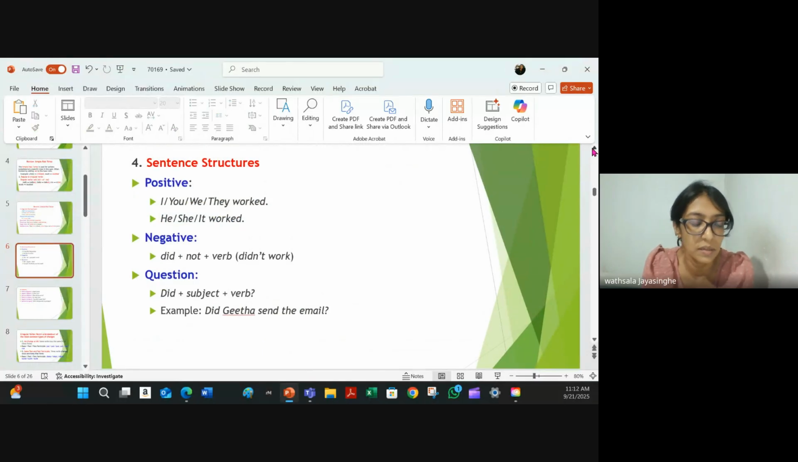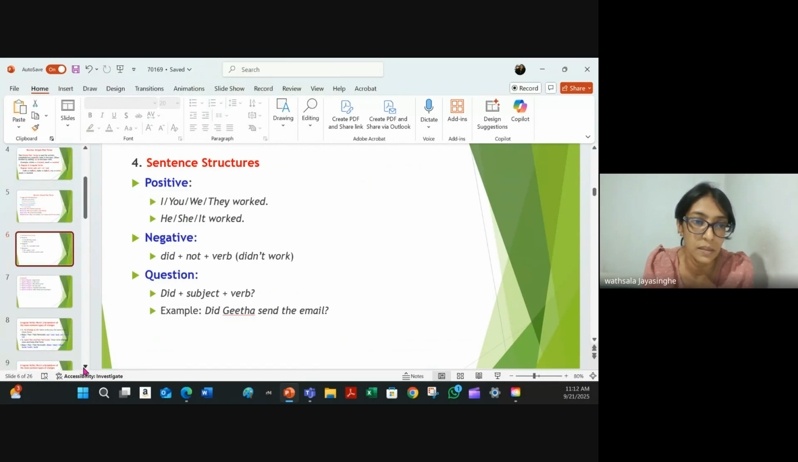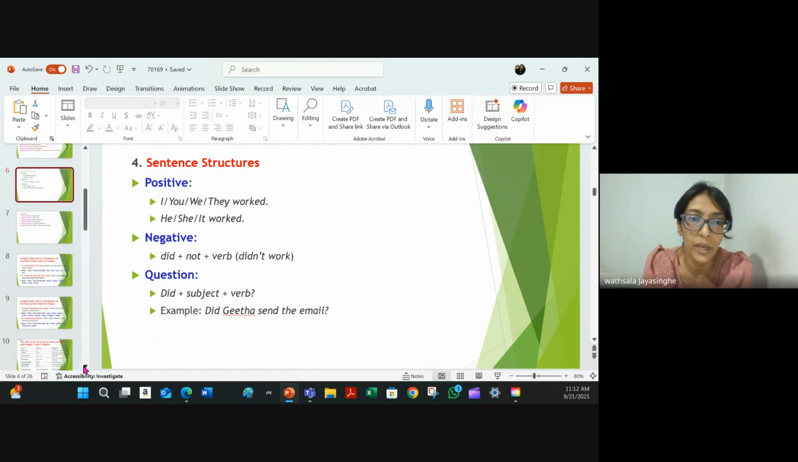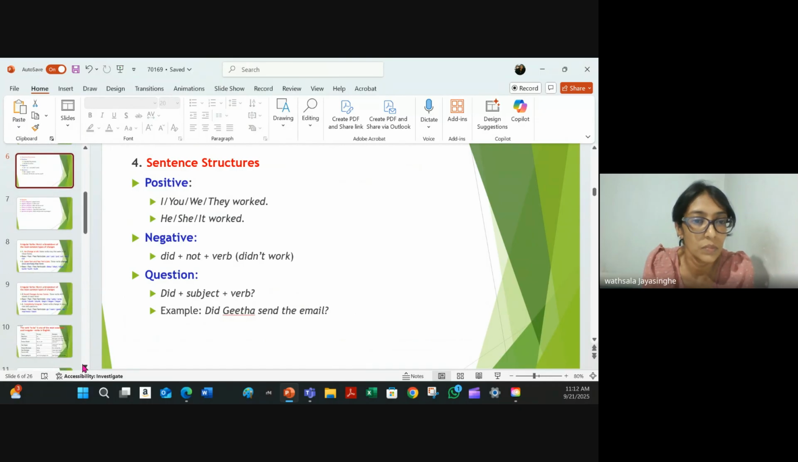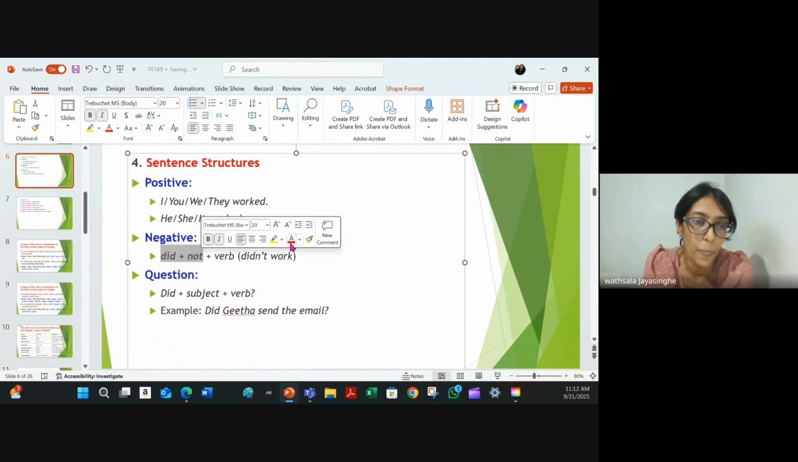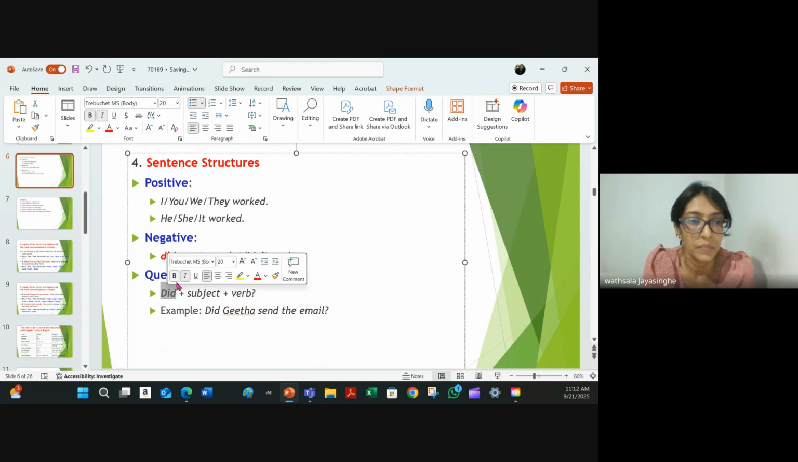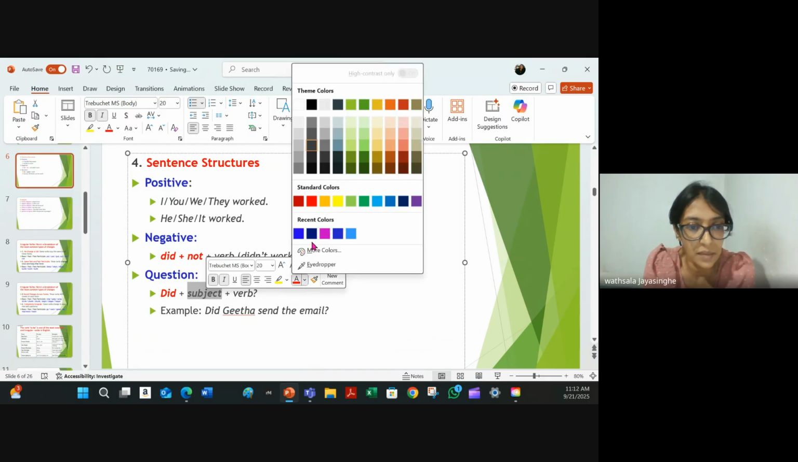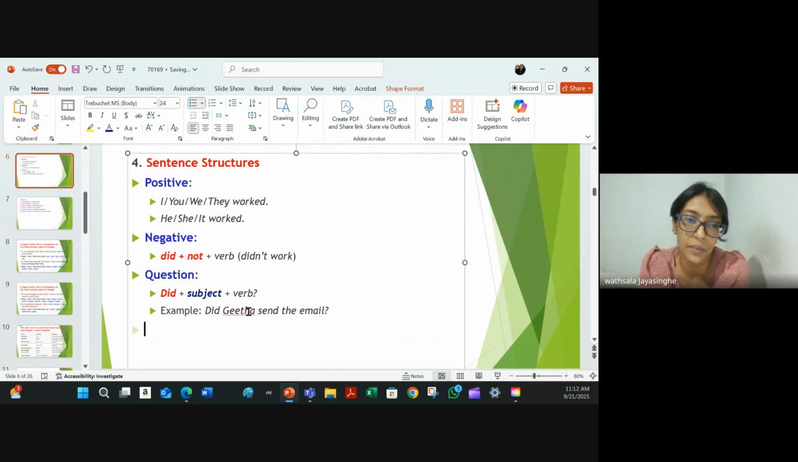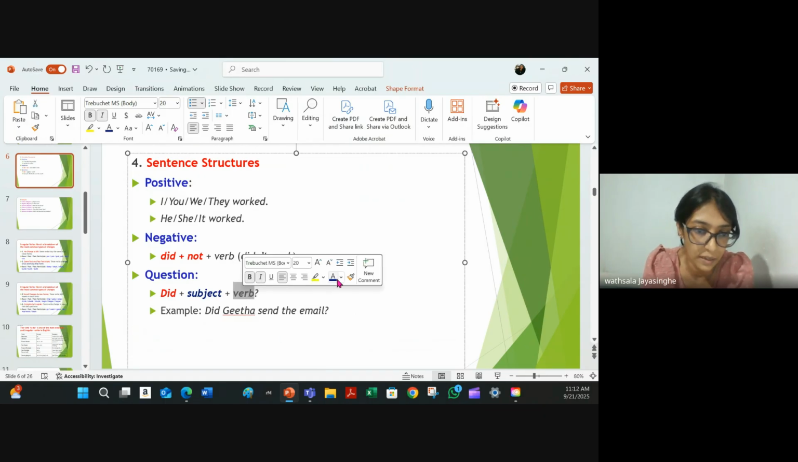Sentence structures: positive, negative, and question. When we use positive sentences: I, you, we, they worked; he, she, it worked. When we use negative, we only add did not to the verb. And in question form, we add did plus subject plus verb. Example: did Geeta send the email?